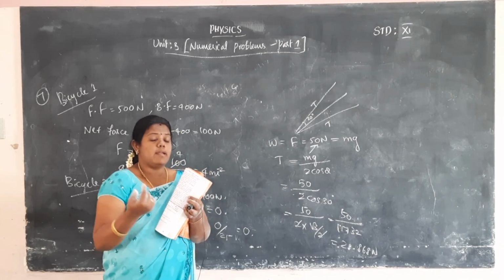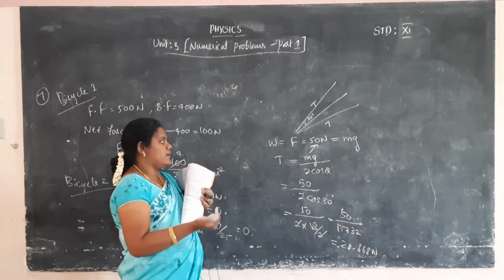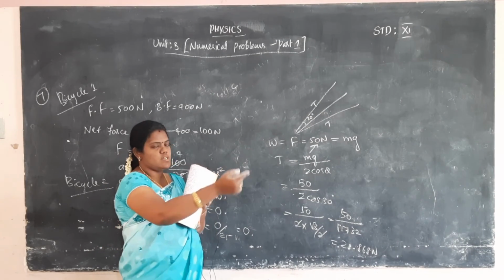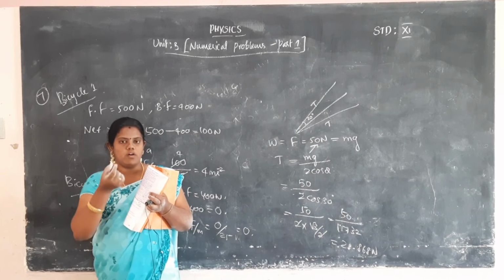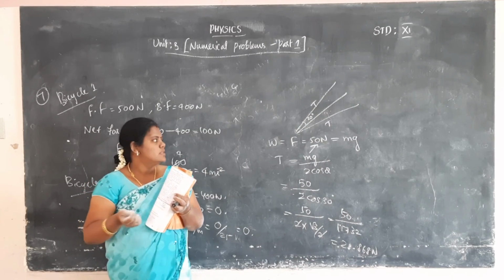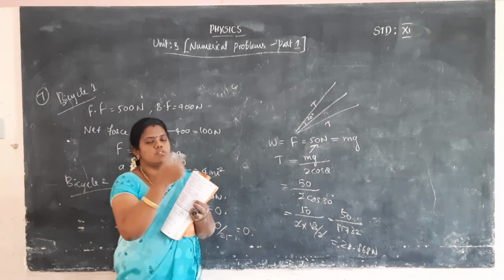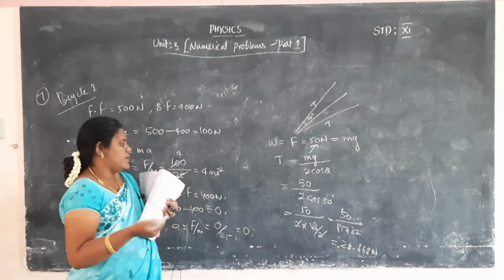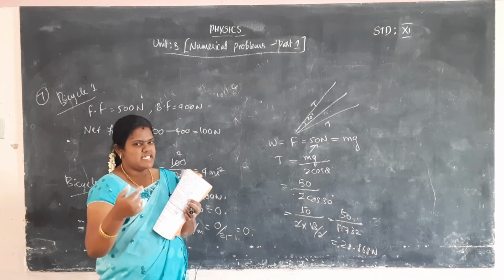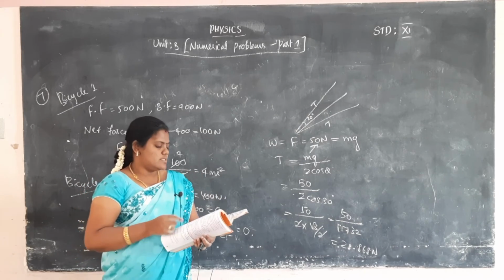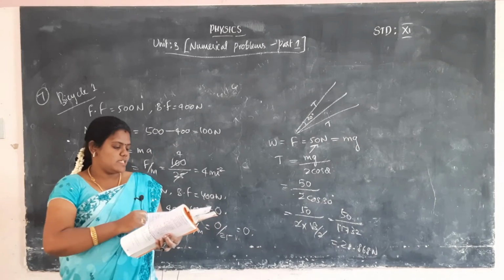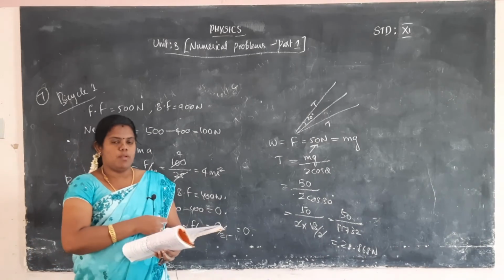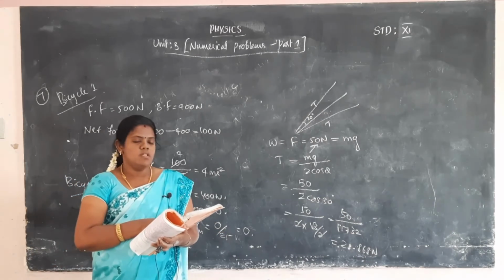It will calculate the tension that will be acting on the string. T is equal to mg by 2 cos theta. Mg is the weight of the object. It will be kept on the string. That the object weight is 50 Newton. So substitute the 50 and theta value and easily it is calculated, 28.868 Newton. So this is the solution.